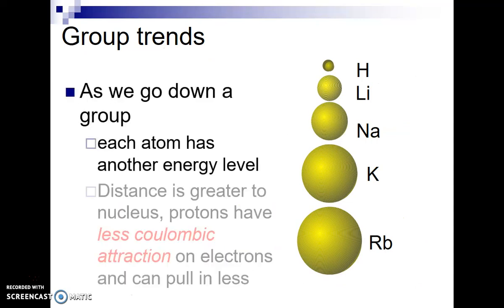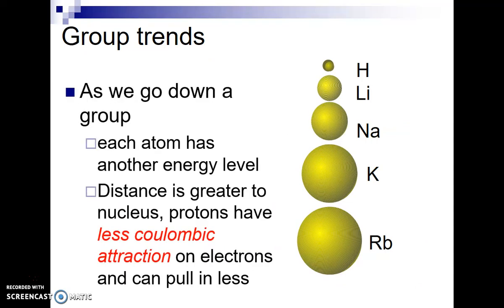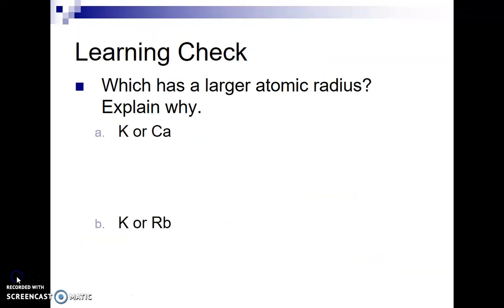Now, this is easier. As you go down a group, each atom has another energy level, and that energy level is further from the nucleus, and then the protons have less ability to pull because they have less Coulombic attraction since the energy level is further away. So they can pull on the electrons less, and therefore, as you go down a group, the atom gets bigger.